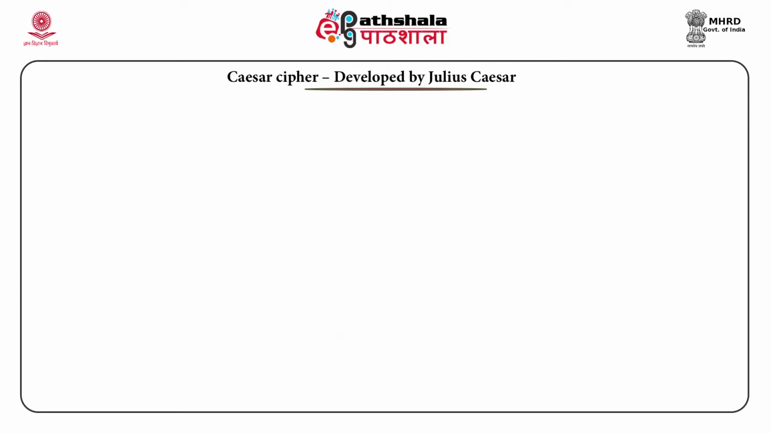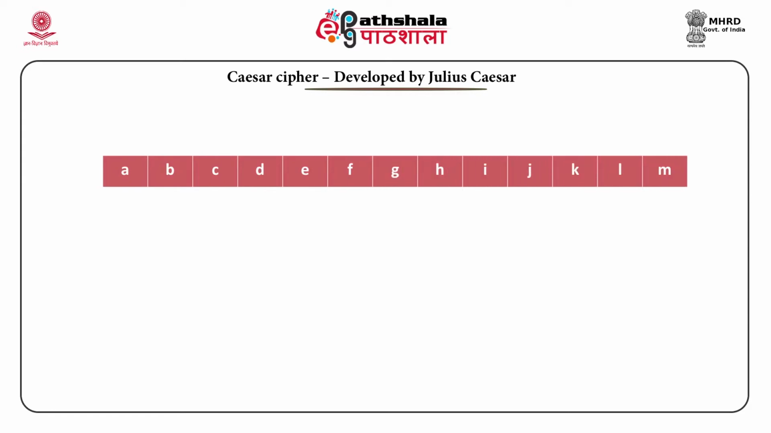Let's start with the Caesar cipher. It was developed by Julius Caesar. The first thing is that it only works on English alphabets. So English alphabets go from A, B, C, D to Z.